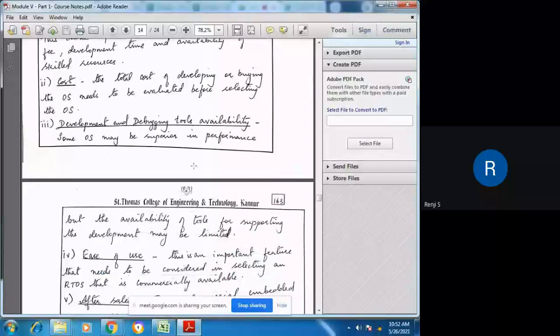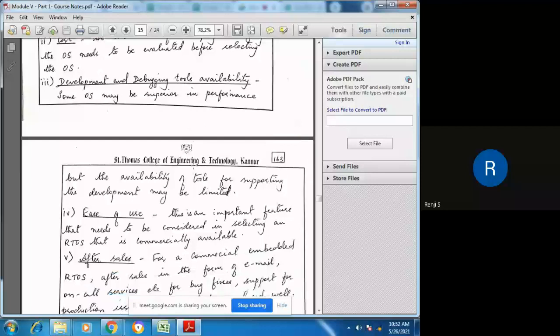So the total cost of developing or debugging the operating system needs to be evaluated before selecting the OS. Whether you have to take a ready-made OS or assemble the programs depends on the cost. Then, development and debugging tools availability.